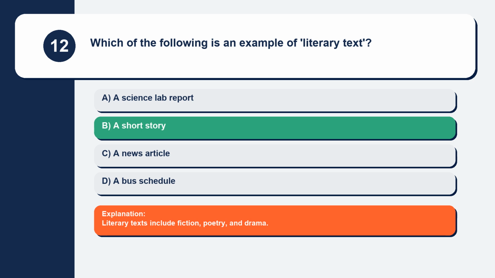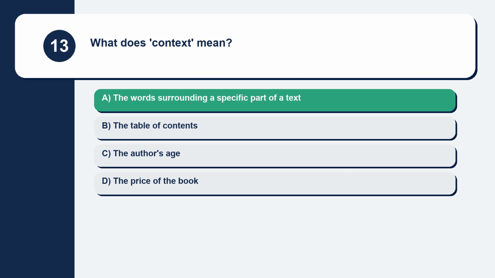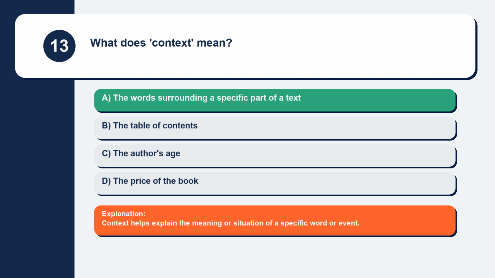Question 13. What does context mean? The words surrounding a specific part of a text. The table of contents. The author's age. The price of the book. Context helps explain the meaning or situation of a specific word or event.